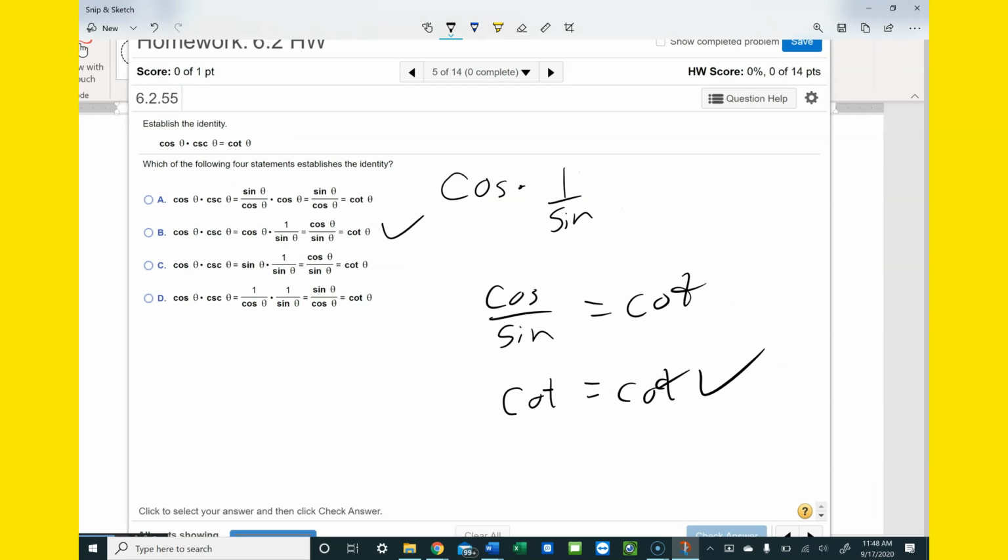Let me just look at the others to make sure. No, this is not right. Cosine doesn't become sine. Cosine doesn't become 1 over cosine. So all the other choices don't make a whole lot of sense. So choice B is correct.